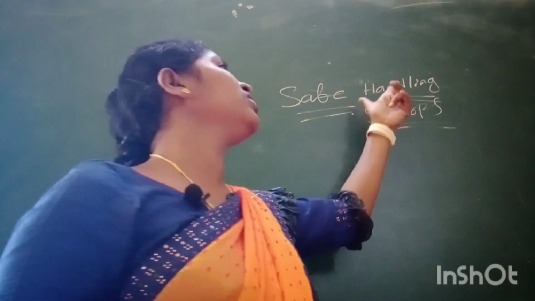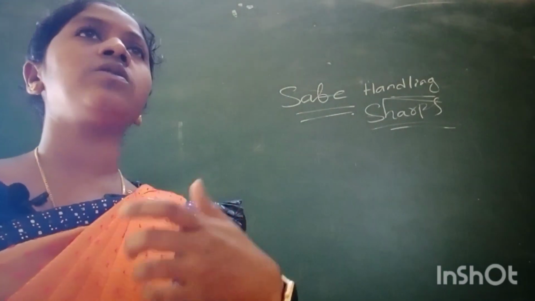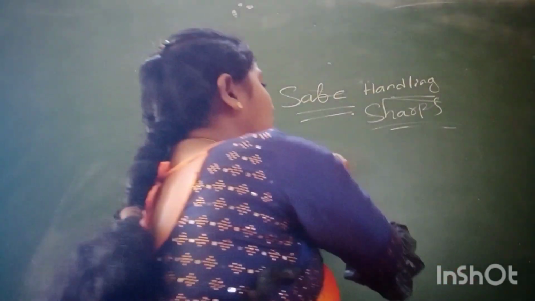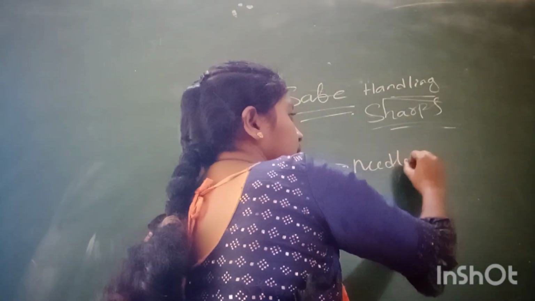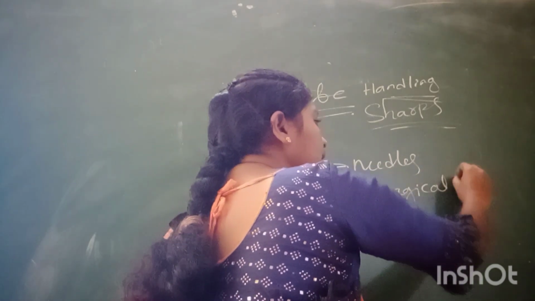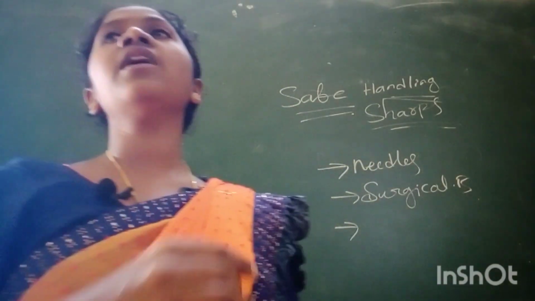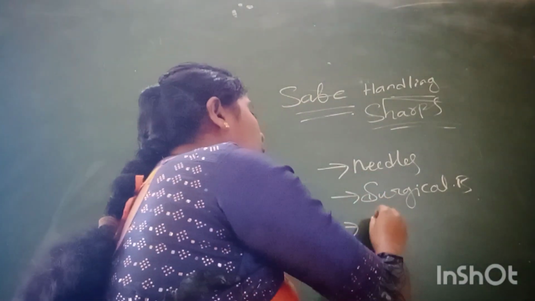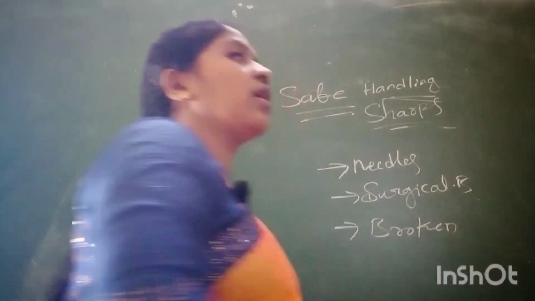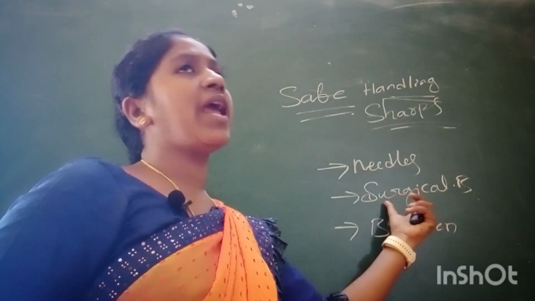Now let us discuss the handling of sharps. What do you mean by handling of the sharps? What are the things that come under the sharps? Needles, surgical blades, and all other sharps, broken glasses. But broken glasses we can just throw in a blue dustbin. Okay, especially we think of needles and surgical blades.